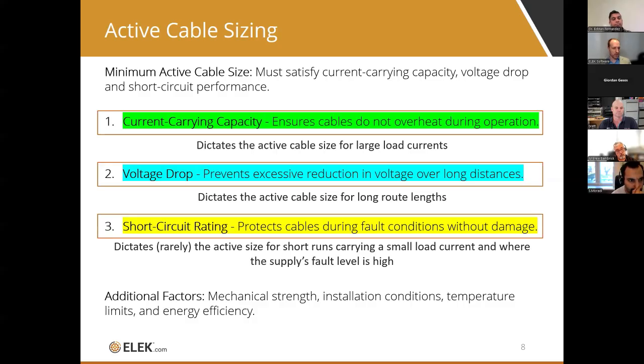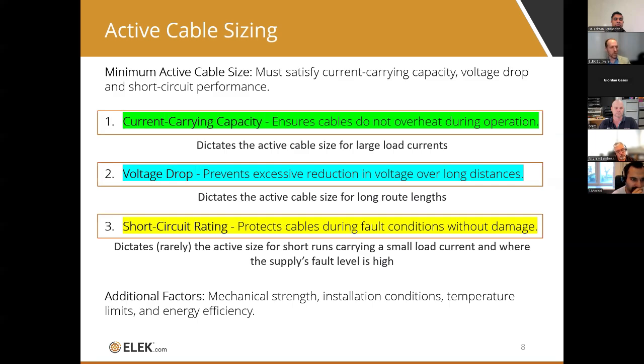Then the second criteria is voltage drop. This prevents excessive reduction in voltage over long distances. This usually dictates the cable size when we're running cables over long runs, long lengths.